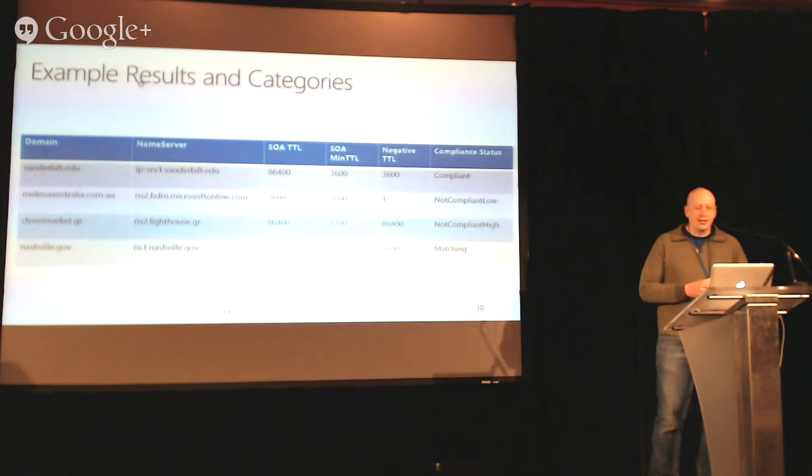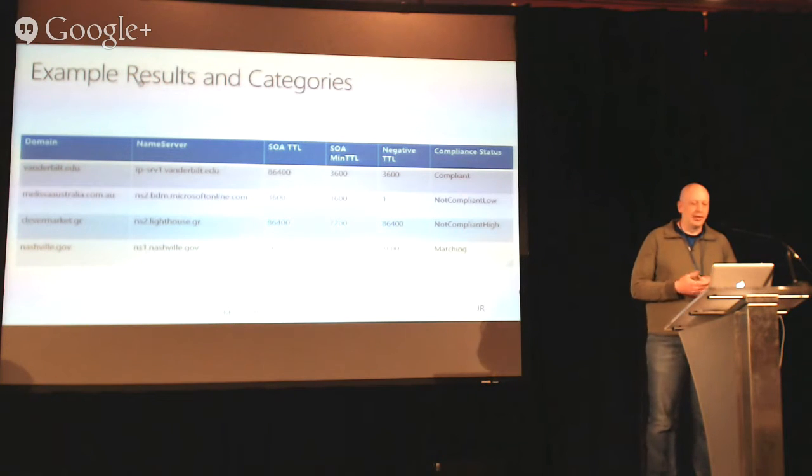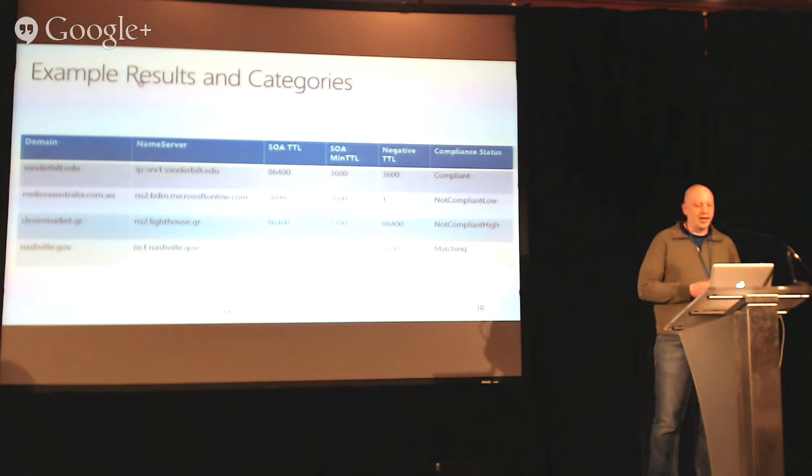Another one, where we got a negative TTL lower than that, just kind of came out of nowhere, was called not compliant low. Then the opposite, usually the case for not compliant high, was just using the wrong value of the two, and it happened to be the high one. And then finally, matching. We can't be completely sure if it's compliant or not. If all the values were the same across the board, we just put that into its own category called matching.